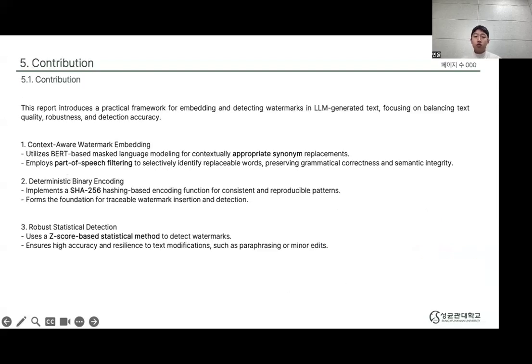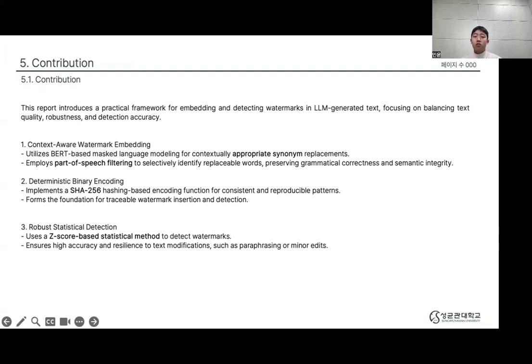Our study contributes significantly to the field of LLM watermarking through a well-rounded framework. First, we introduce context-aware watermark embedding, which utilizes BERT-based masked language modeling to replace words with contextually appropriate synonyms. This approach ensures both grammatical accuracy and semantic integrity, supported by part-of-speech filtering.